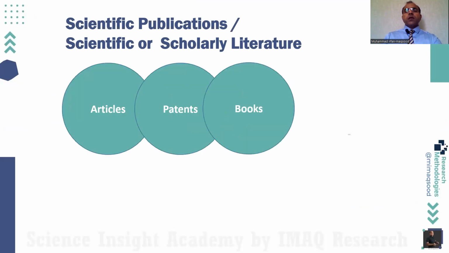As we discussed in our previous lecture, what the types of scientific or scholarly literature are, there are four types of literature. The first is scientific articles, then patents, books, and news. We have discussed all of these in detail.